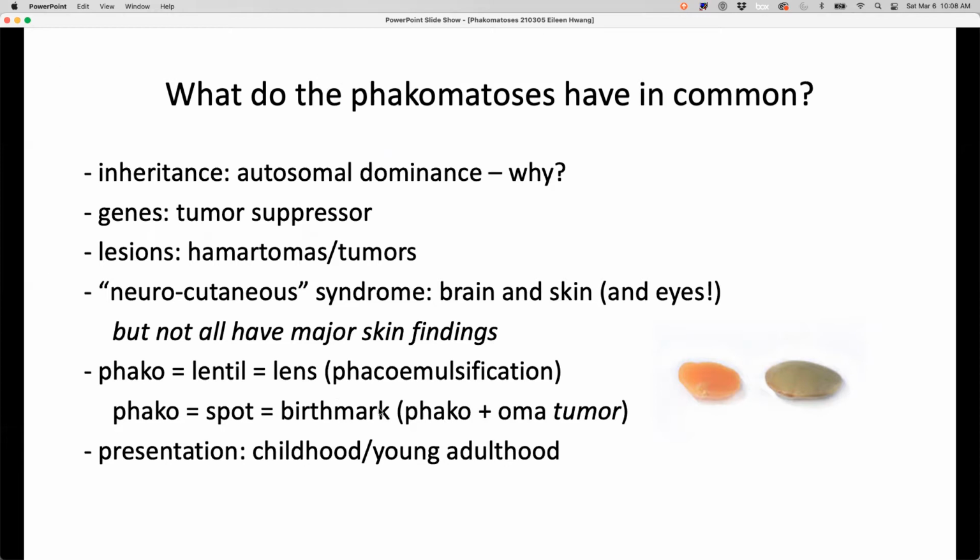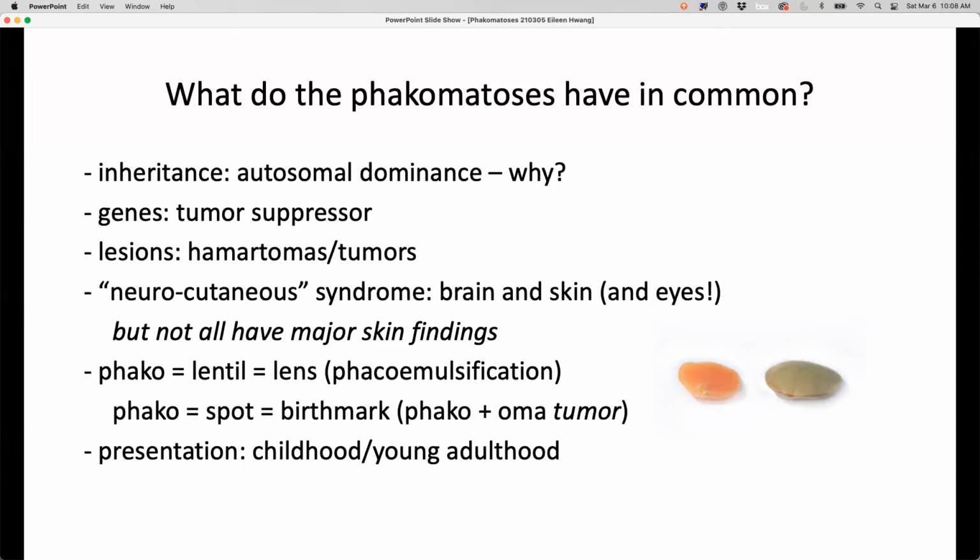So phaco actually means lentil. I have a picture here of a green and a red lentil. That's why, in the lens of the eye, when you break it up with the ultrasound, it's called phacoemulsification. The lentils are flat, so they kind of look like a spot. So basically, phaco can mean a birthmark. So phaco-oma, where oma is a tumor.